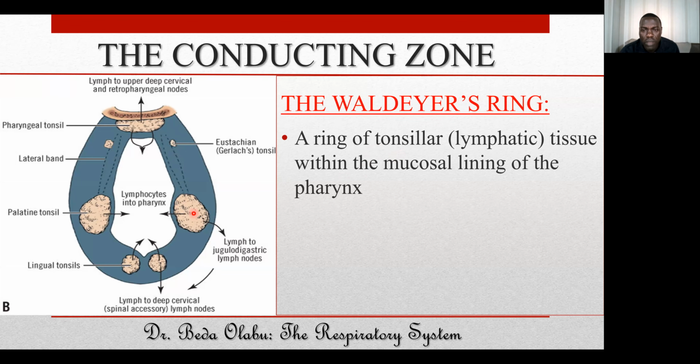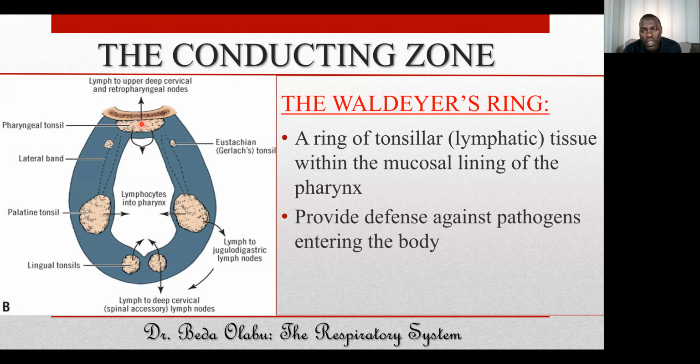Now, there are just multiple lymphatic aggregations. It's not one continuum per se, but there are aggregations. These lymphatic aggregations are about 6 or 4, depending on how you're counting. Their key role is to provide defense against pathogens which are entering the body. So they provide immunity to the infectious organisms entering the body.